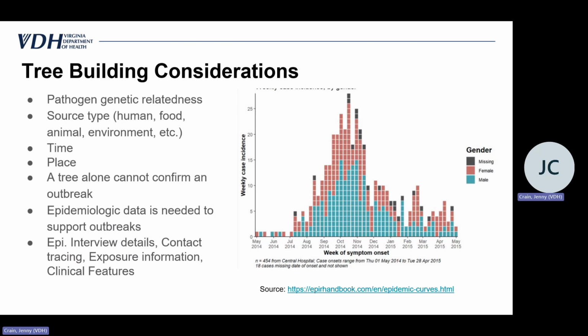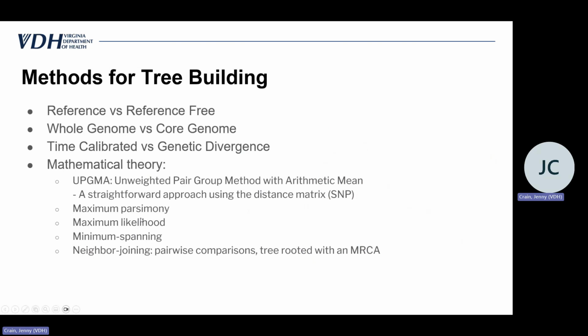And same goes for the laboratorians. They can't solve an outbreak by themselves without all of the additional epidemiologic metadata that really enhance the information they've generated in terms of genetic relatedness. So all of those epi interview details, contact tracing, exposure information, any clinical features or information about the actual disease severity or symptom onset. All of these are things to consider when designing the tree and the analysis, and determining which isolates to include in the phylogenetic analysis.